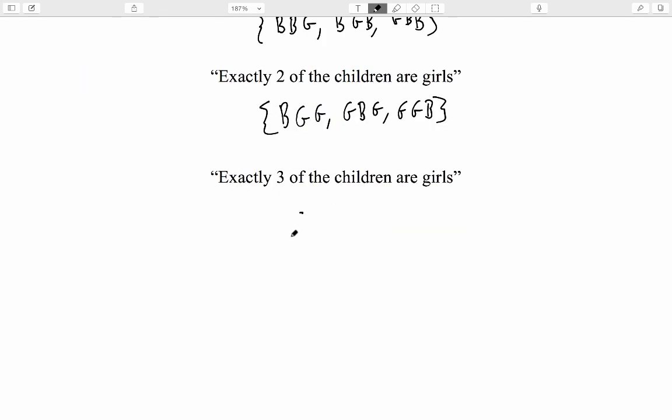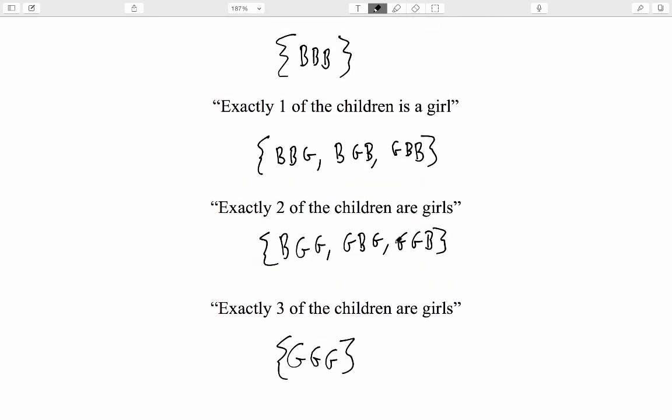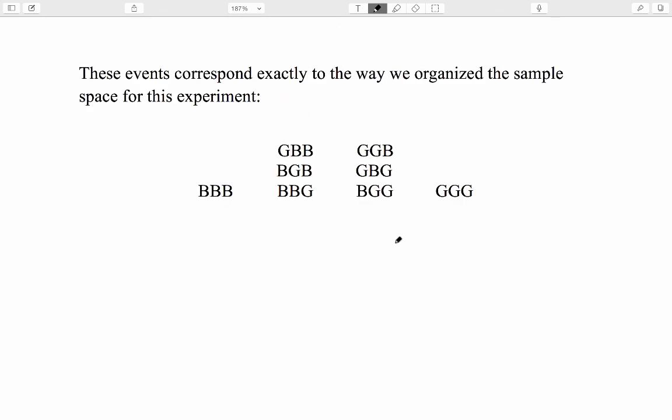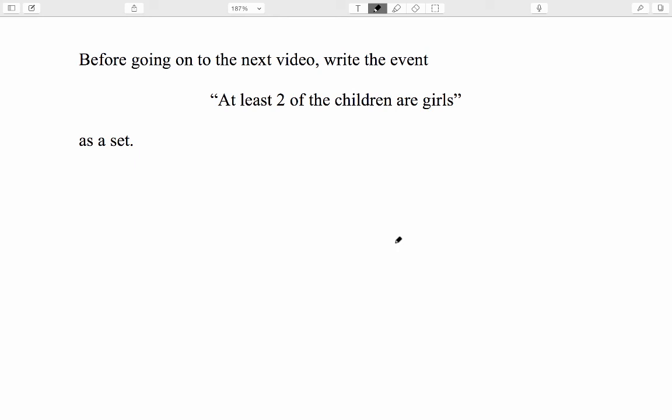And finally, exactly 3 of the children are girls. There is only 1 outcome that is in that event. There's only 1 outcome that contributes toward that event. Now, does any of this look familiar? Have we seen these particular events before? Yes, these events correspond exactly to the way we organized the sample space a moment ago for this experiment. We will have a lot to say about events like these, but there are others. Before going on to the next video, write the event, at least 2 of the children are girls, as a set.